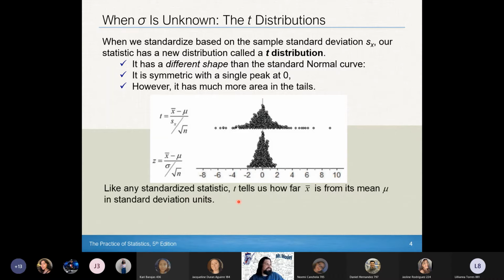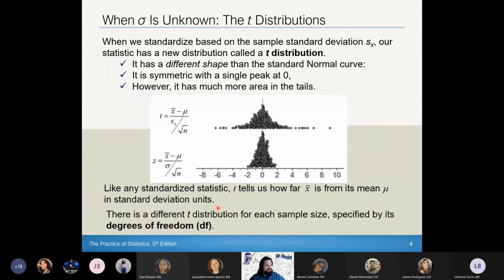Like any standardized statistic, t tells us how far x bar is from its mean mu in standard deviation units. There's a different t distribution for each sample size, specified by its degrees of freedom. Why it's called degrees of freedom, I'm not entirely sure. That's just what they call it. And how we determine the degrees of freedom, we will see in just a moment. Does anyone have any questions or need clarifications so far? Or does anyone need time to write anything down?